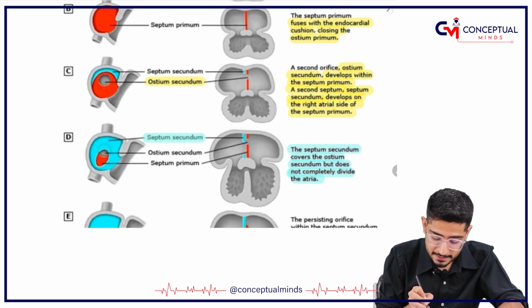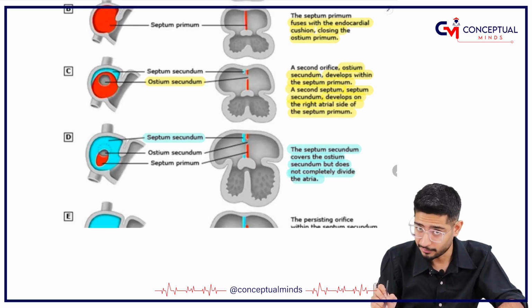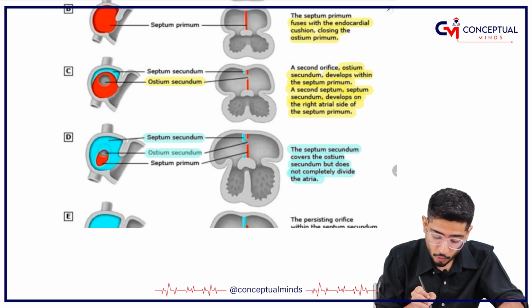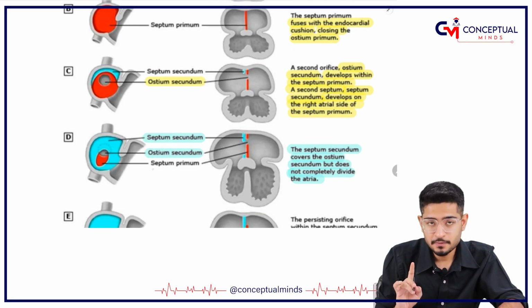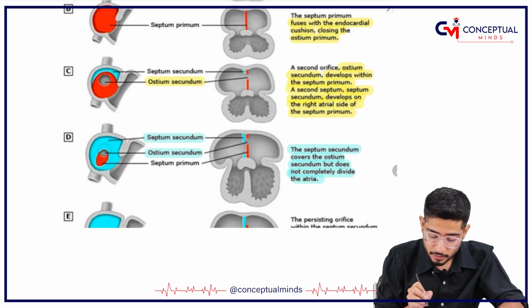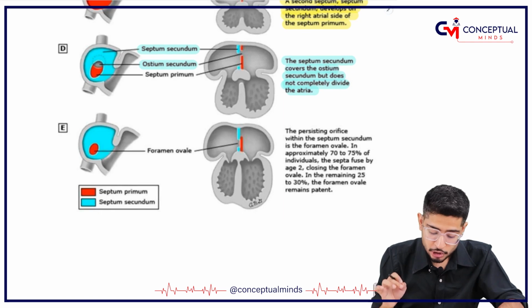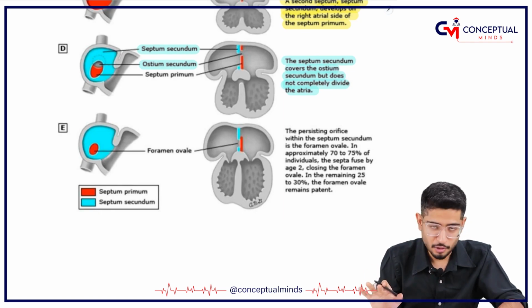This blue one is the septum secundum that develops, and it covers the ostium secundum. But one thing you have to understand is that it does not divide the entire atria. The septum secundum cannot divide the entire atria. So this is just normal embryology. You got it?